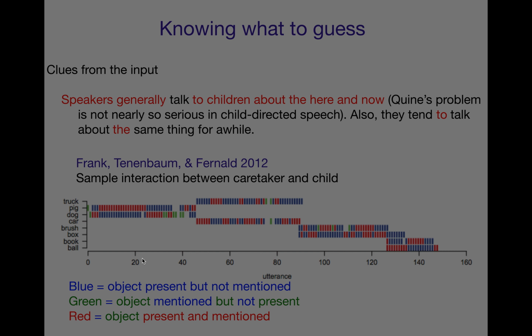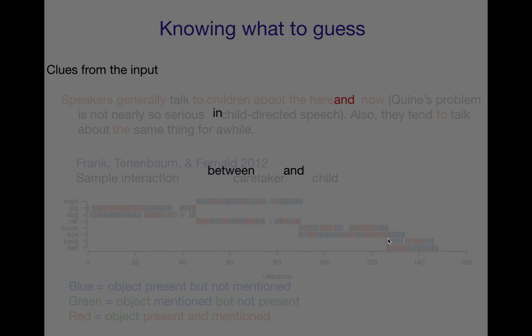An object is present but it's not mentioned. So it's like, hey, things are sort of visually available in the environment, but I'm not naming them. But the red things are the things I'm naming. And the green, which is very, very rare, actually, are things where you're actually mentioning an object, but it's not present. That's just not something that seems to happen for very young children. So there's discourse continuity, and there's talking about the here and now. We tend to talk about the same thing for a while, for these larger chunks of time.